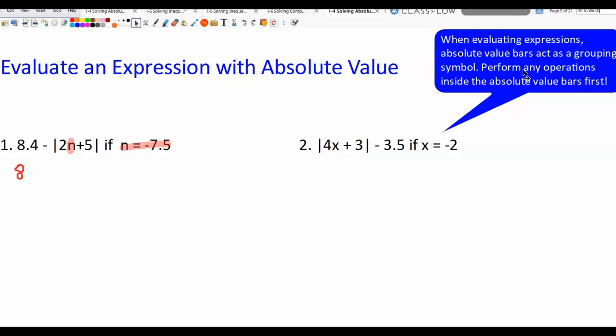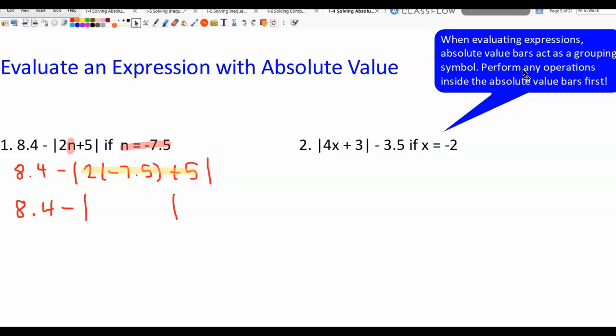So we get 8.4 minus absolute value 2. Now instead of the variable n, we're going to plug in negative 7.5 plus 5. Remember, absolute value bars are kind of like parentheses. We're going to clean up everything inside the absolute value first. So the 8.4 minus tags along, and I'm going to get inside down to a single number.